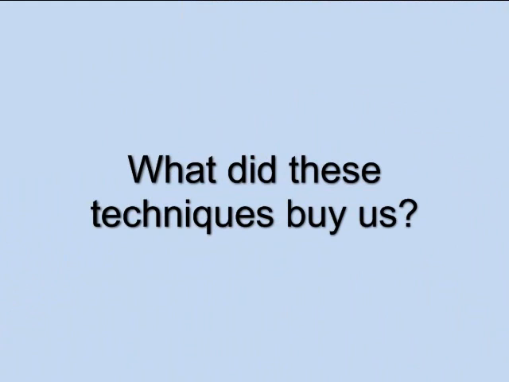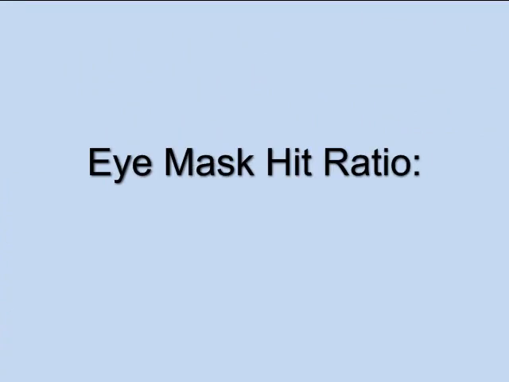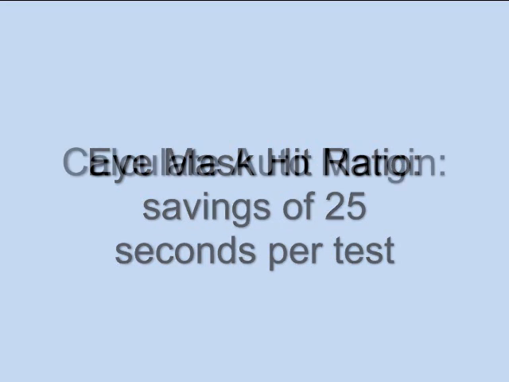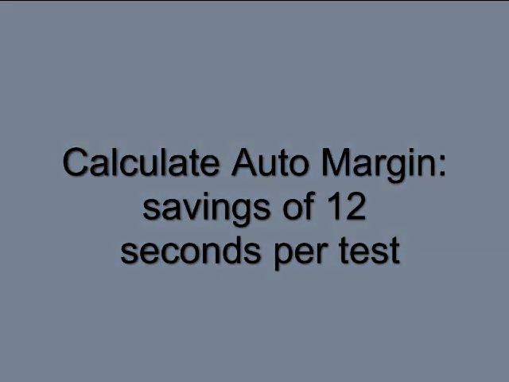In summary, what did these techniques buy us? The EyeMaskHitRatio technique allowed us to reduce the sample size from 1 million to 100,000, knocking off over 25 seconds per test. Not only was the test time dramatically reduced, but the consistency and accuracy of the data is greatly improved. The Calculate Auto Margin feature saved us 12 seconds per test compared to manually adjusting the mask dimensions for the correct mask margin.